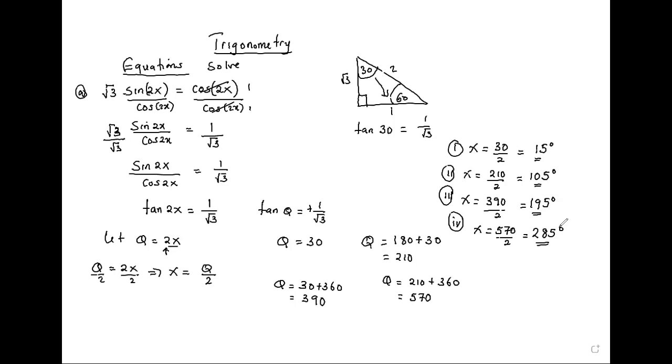If it was a double angle, then you add 360 once to these two angles. If it was 3, you would have added twice. So you would have said again 390 now plus 360, again 570 now plus 360. So this would tell you how many angles you need.